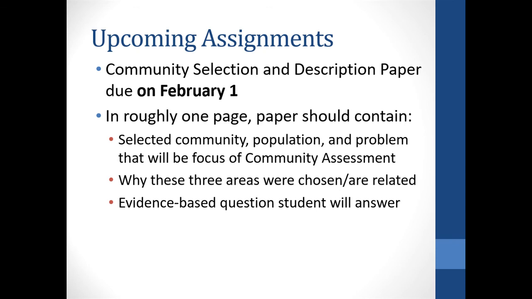So most importantly, you have a large assignment, and the first piece of it is due on February 1st. It's worth, I believe, 5 points. It's the community selection and description paper. If you remember from the syllabus, your largest assignment for the course is the community assessment paper. This is where you're going to be looking at a specific population and problem within a specific community, and you're going to be completing a paper on it, figuring out how you can solve this problem using specific interventions.